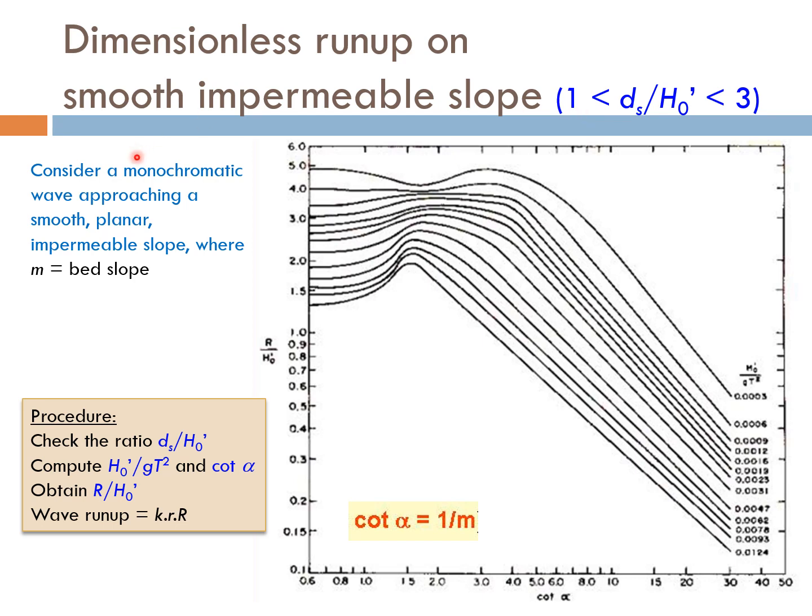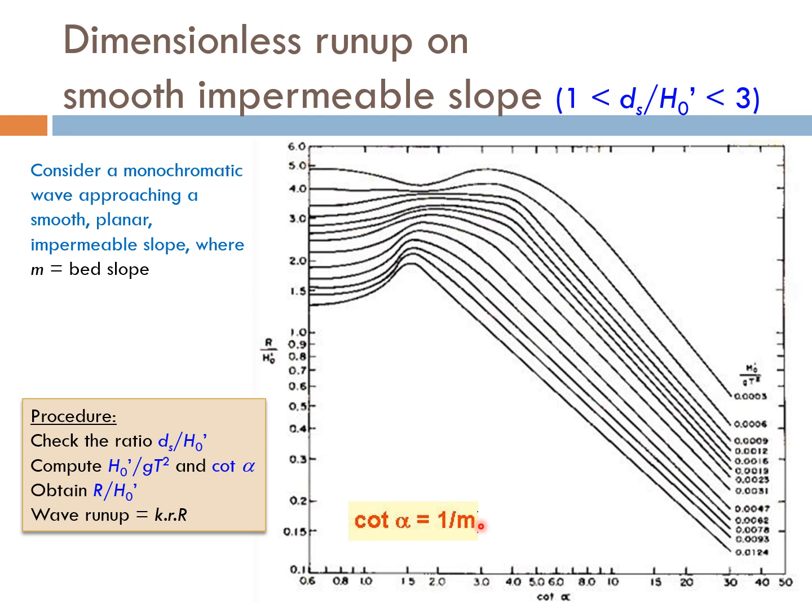The assumption is monochromatic wave approaching this smooth planar impermeable slope, whereby the slope is given by m. If the slope is m, then cotangent alpha, alpha being the angle of the beach slope, is 1 over m. You may want to understand this properly.